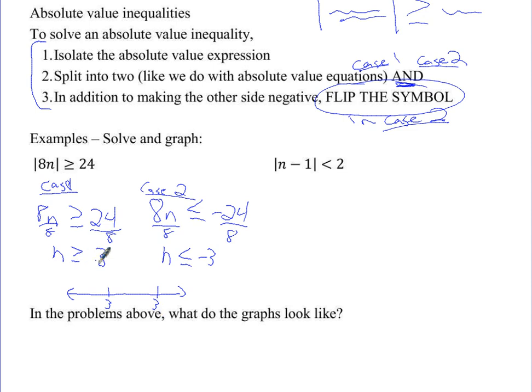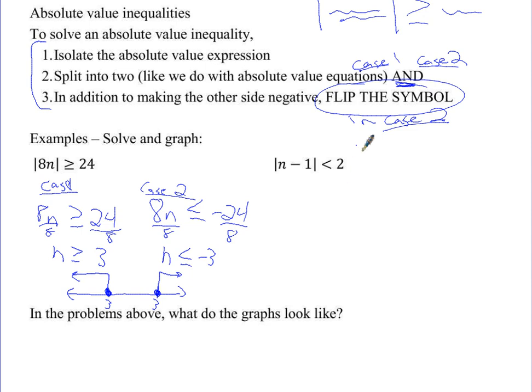It says n is greater than or equal to 3, so that's going to be a solid dot, and then shading to the right. This one says n is less than or equal to negative 3, so I'm going to put a solid dot, shading up and to the left. What kind of graph does that look like? That looks like an OR statement. That's right. We'll come back to that in a second.